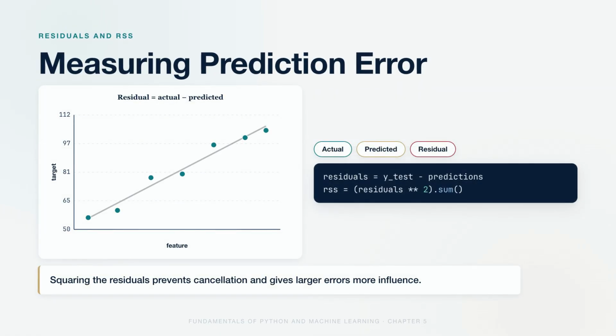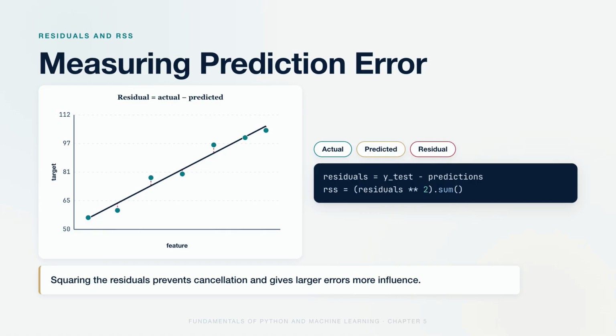A residual is the difference between an actual value and the value predicted by the model. If the actual score is 90 and the model predicts 86, the residual is 4. Some residuals might be positive and some might be negative. If we simply add them together, they might cancel each other. The residual sum of squares, or RSS, solves this by squaring each residual and then adding the squared values. Squaring also gives larger errors more influence.